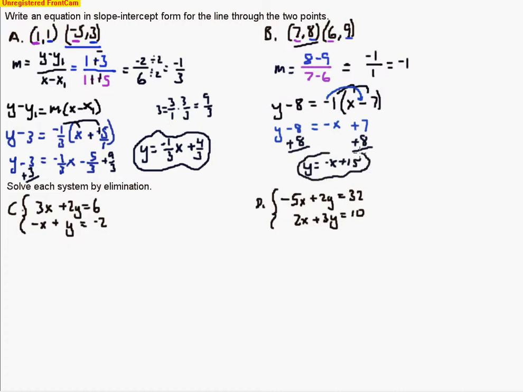Well, that is writing an equation. Remember, when you see the words write an equation, you're using that point-slope formula. This one right here. If you don't have the slope, then you have to use this formula first. So that's the key.